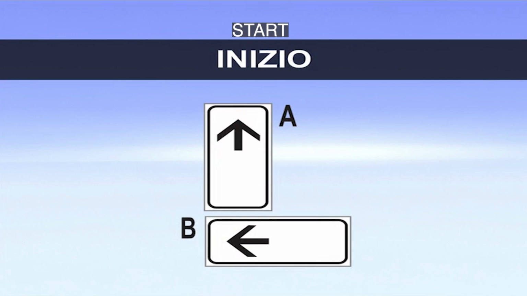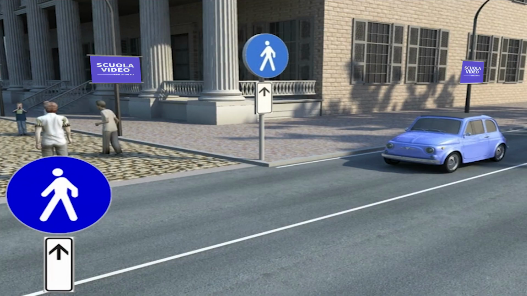Inizio. This supplementary panel, vertical or horizontal, is placed under a prohibition, obligation or danger sign. It makes us understand where the prescription or the dangerous stretch of road begins. Let's now look at some examples.